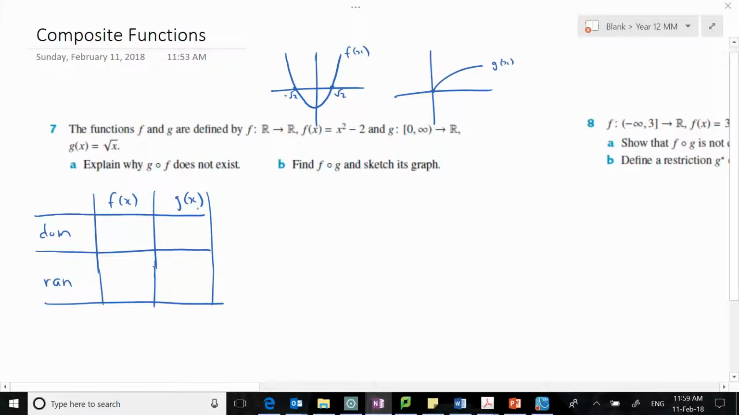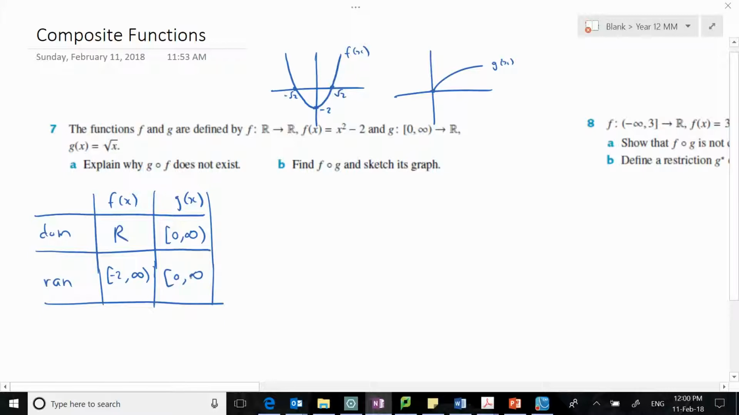Right, so the domain of f of x, which they tell you already, is R. The domain of g of x, which we are also given, is 0 to infinity. Okay, and now we just have to find the range. Looking at this, I knew it went down by 2 for the quadratic, so it's from negative 2 to positive infinity. And the range for the square root function is also 0 to infinity.